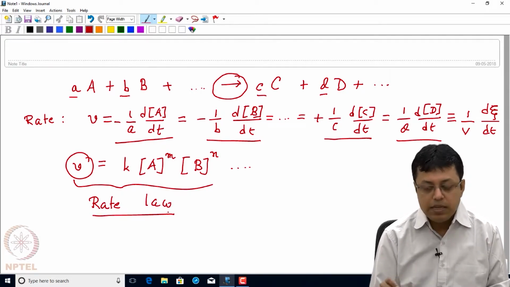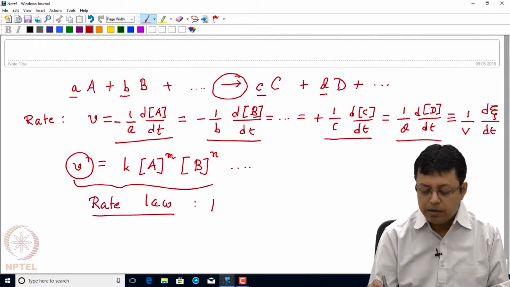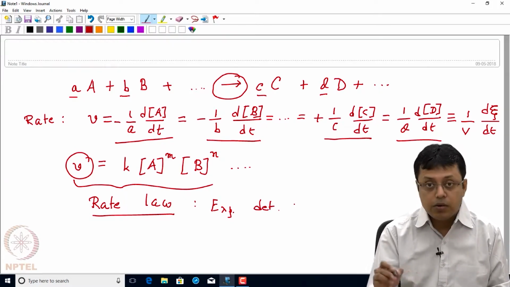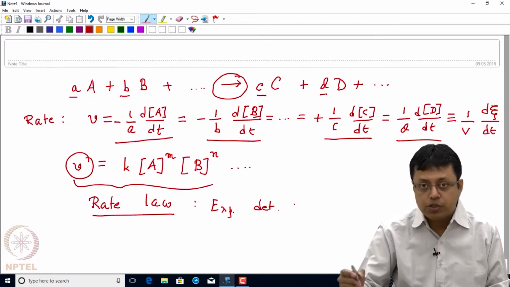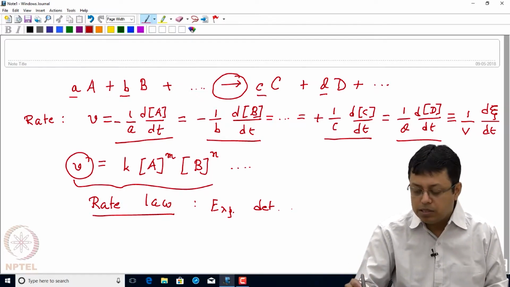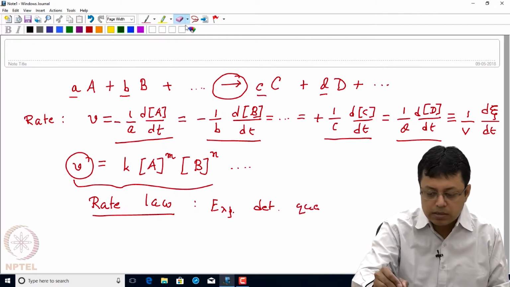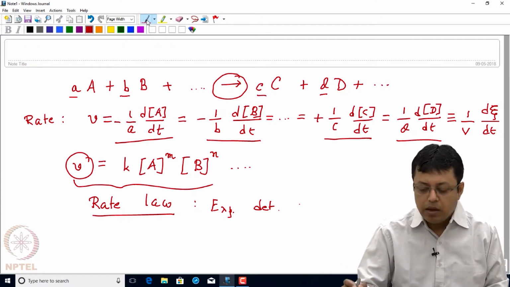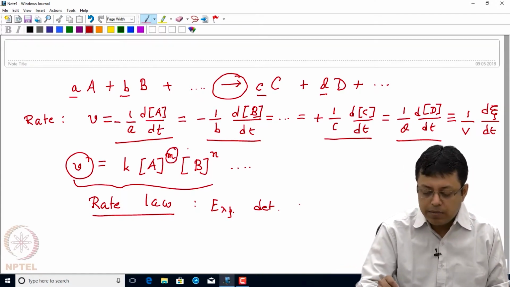So the rate law is an experimentally determined quantity. Rate laws we cannot actually predict from the stoichiometric equation. I'll come back to this point once again. So this is an experimentally determined equation. Now, what are these numbers m and n?